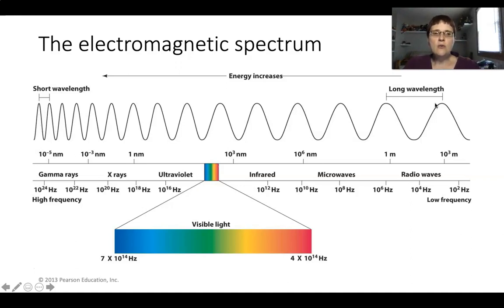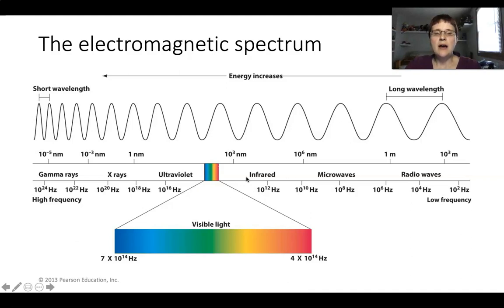And as we go from one end of the spectrum to the other, so as we go from radio waves up to gamma rays, the energy increases. And the same is true when we go through visible light. As we go from red up to violet, we go from lower energy to higher energy, because those wavelengths are getting closer together, so higher in frequency, and the wavelengths are going to get shorter.